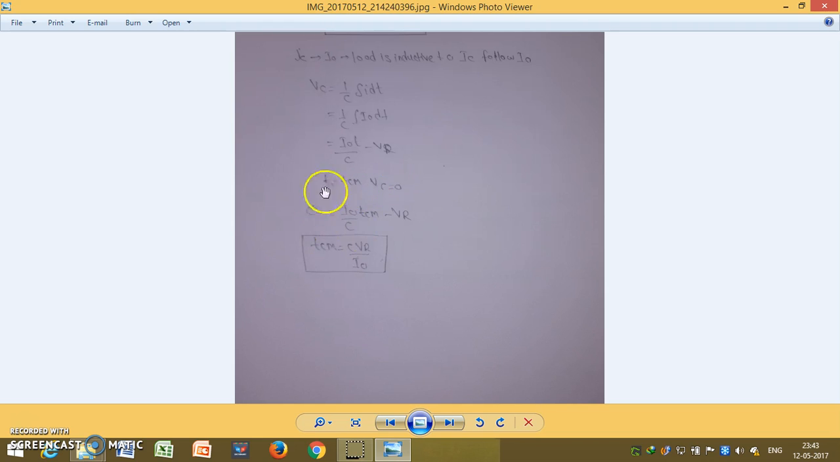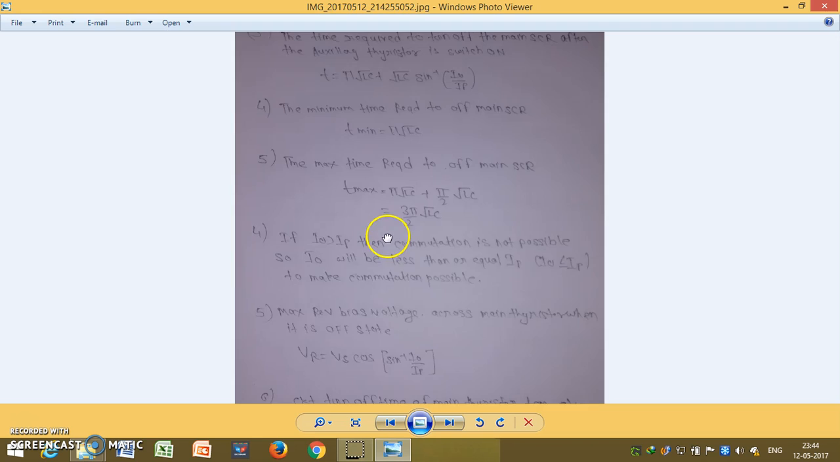Same we can do here. At t equals TCM, Vc equals 0. So with Vc equal to 0, from that we will get TCM, the circuit turn off time, equals C VR by I naught. This is a very important equation. Now we will move further.